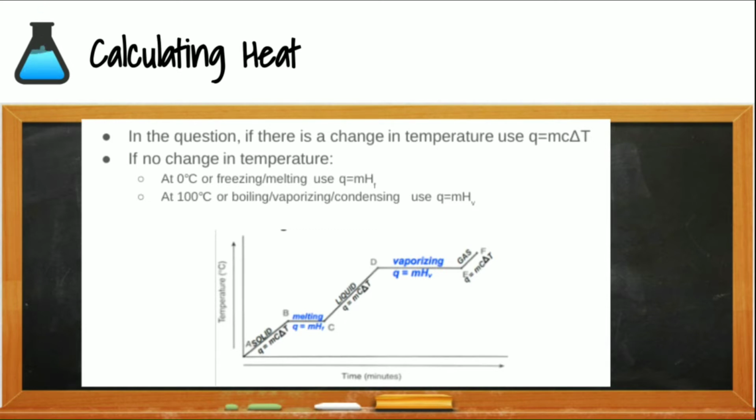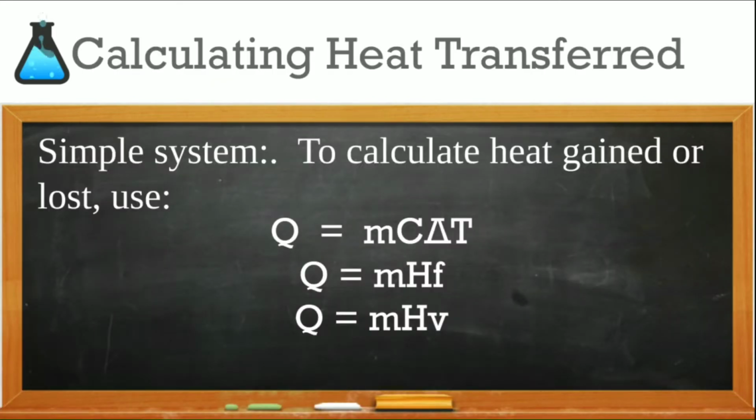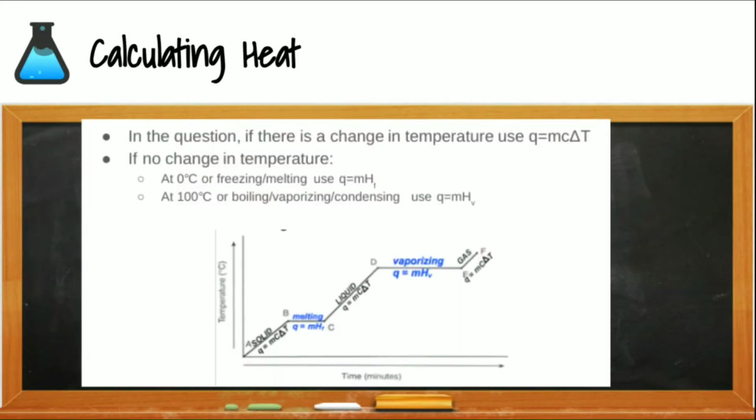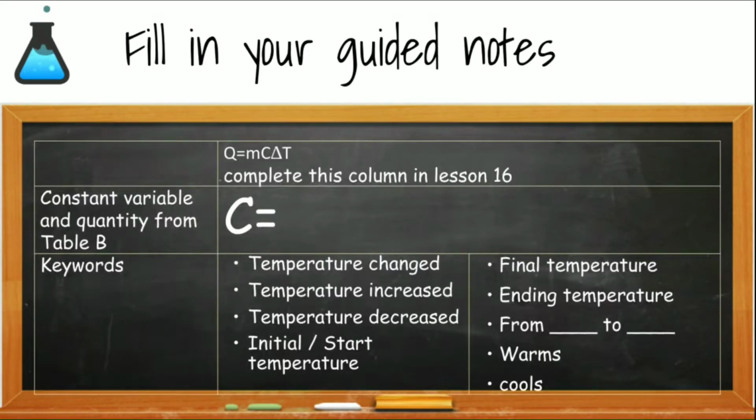We'll always use the equation Q equals mc delta T when there is a temperature change. The temperature change is represented by the sloped portions of the phase change diagram. So you're going to add these to the notes that you took in lesson number 15 and add this final column. That way, all of your notes for calculating heat are in one nice organized table.